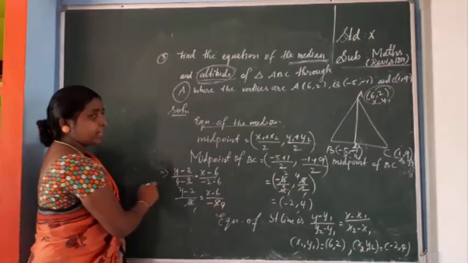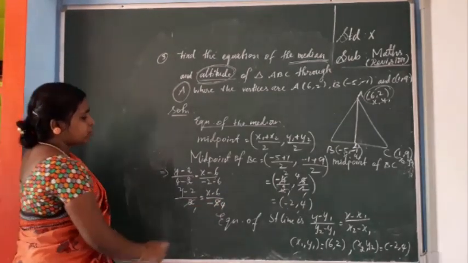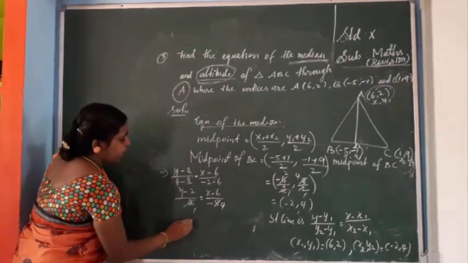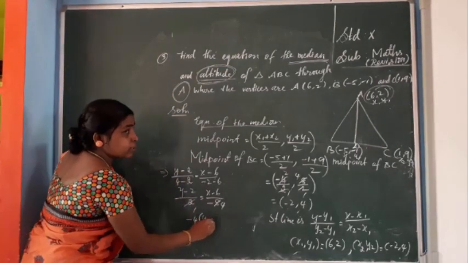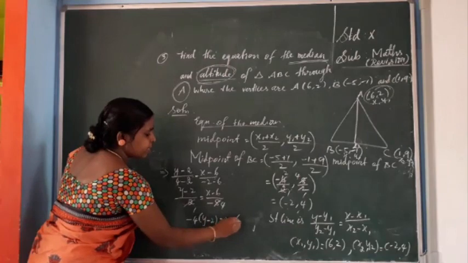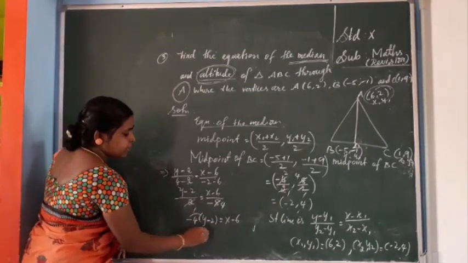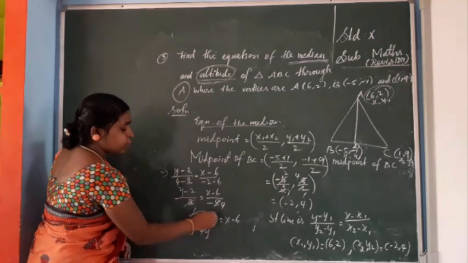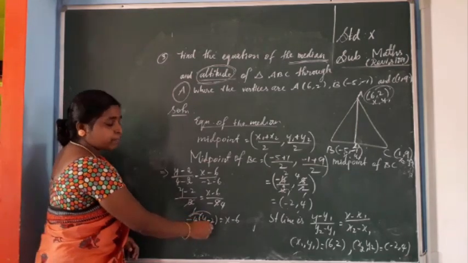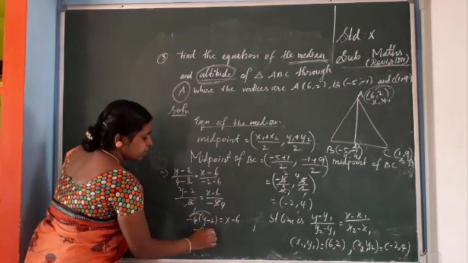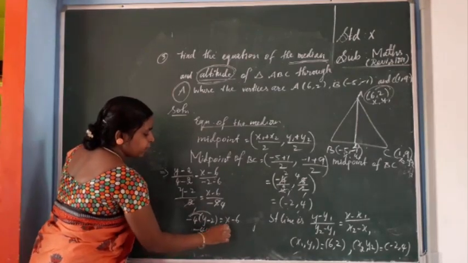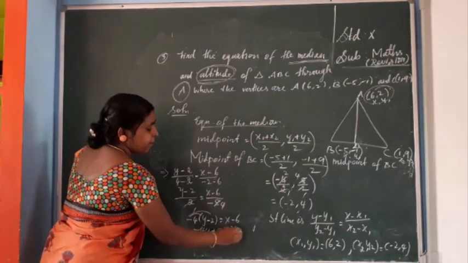Now you take the minus 4 to the left hand side. What do you get? Minus 4 into (y minus 2) equal to x minus 6. Multiply: minus 4 into y is minus 4y. Minus 4 into minus 2: minus into minus is plus, 4 twos are 8. So plus 8 equal to x minus 6.